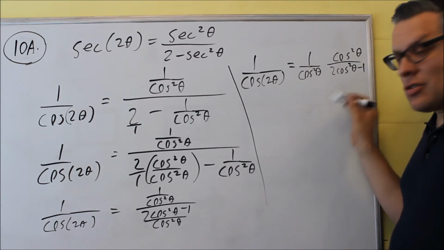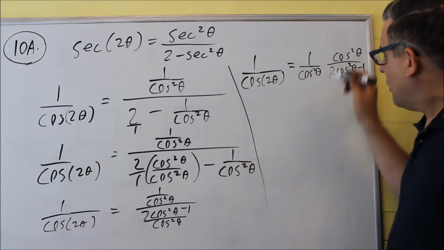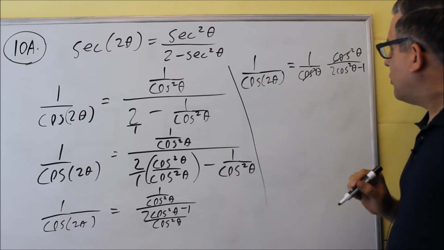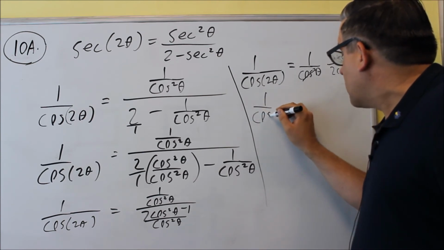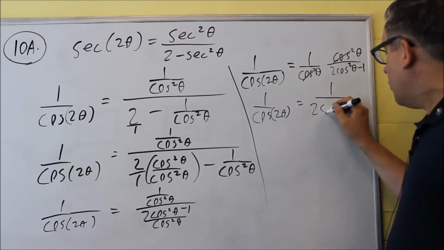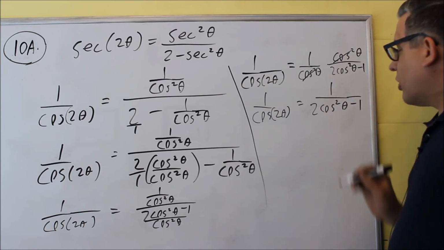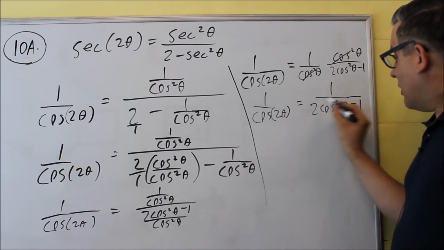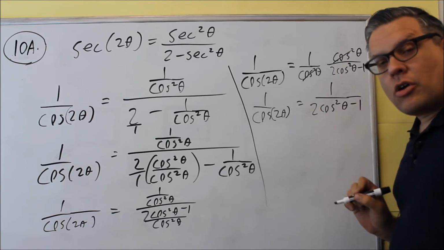It's going to look like this going from here to here because I want to get this to be one fraction. And by doing that, that allows me to cancel out the cosine squares. So now I have 1 over cosine 2 theta equals 1 over 2 cosine squared theta minus 1. And the very last thing I do is I notice that 2 cosine squared minus 1 is one of my identities for cosine 2 theta.